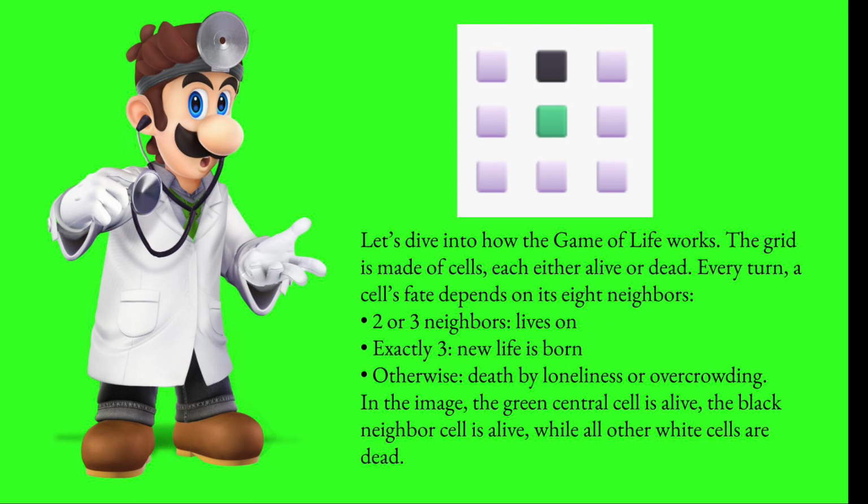Let's dive into how the Game of Life works. The grid is made of cells, each either alive or dead. Every turn, a cell's fate depends on its 8 neighbors. With 2 or 3 neighbors, it lives on. Exactly 3, new life is born. Otherwise, death by loneliness or overcrowding. In the image, the green central cell is alive, the black neighbor cell is alive, while all other white cells are dead.